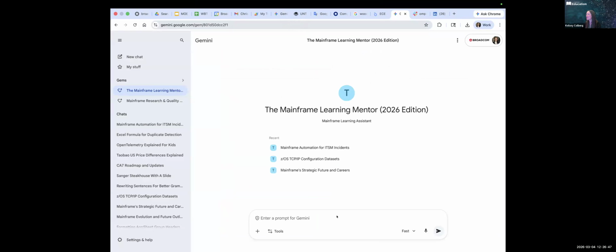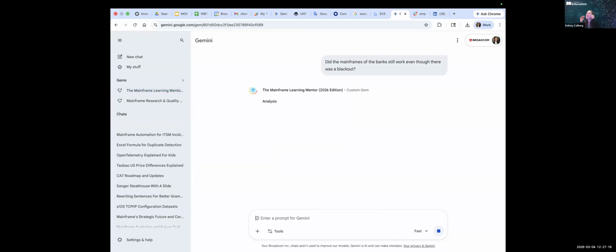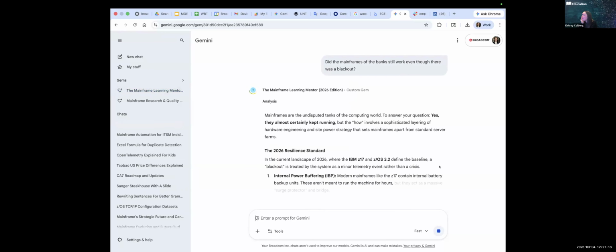So I'm not sure if we want to kick us off with one of those. I know the blackout one. Yeah, Patrick, let's do that. Let's try that one. So the blackout one, Nancy, was the one in the chat. It was: did the mainframes of the bank still work even though there was a blackout? And again, these are real questions that we didn't think of, but that were actually asked of new mainframers in one of those channels.